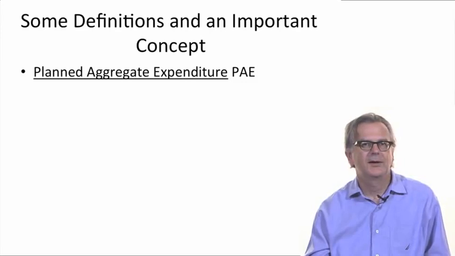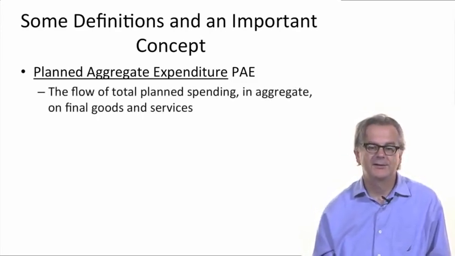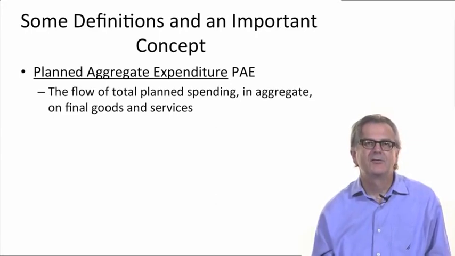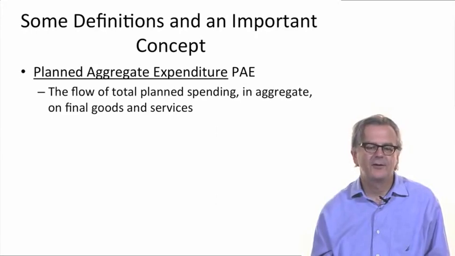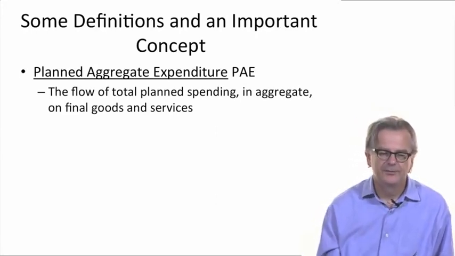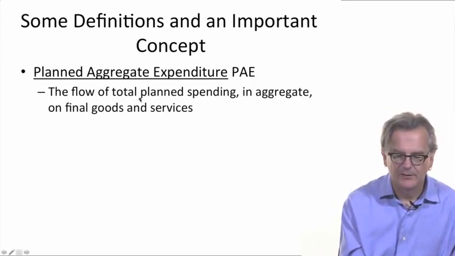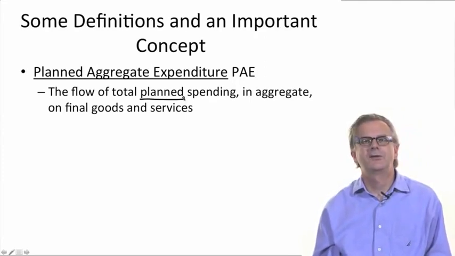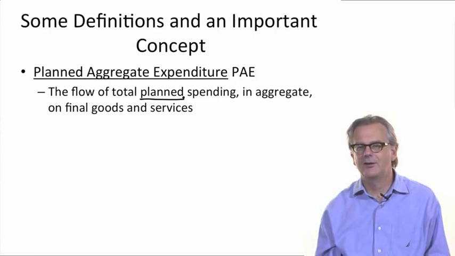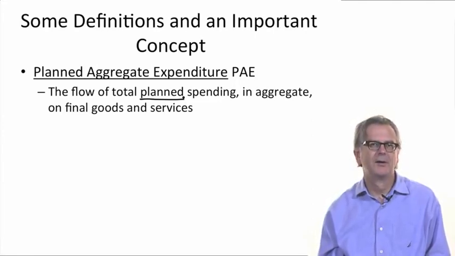This is an instance where a term in economics means exactly what it says. It's the flow of total planned spending in aggregate on final goods and services. The key word is this one, planned. This is what agents in the economy are planning to spend. It's not necessarily what they end up actually spending, which will be one of our key themes.